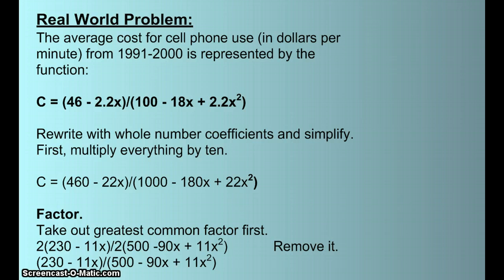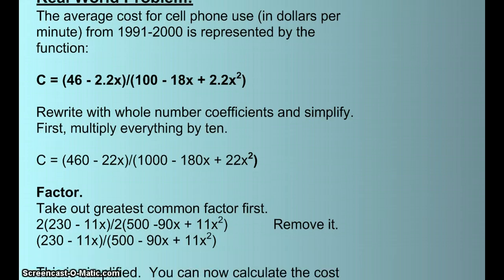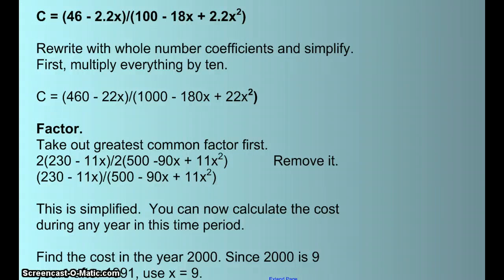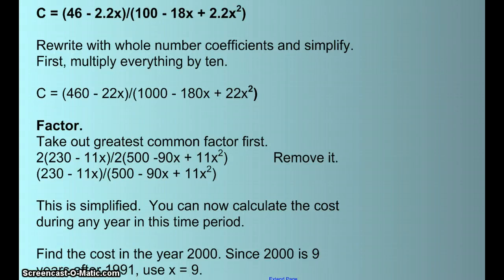What they did was they took out the greatest common factor, and of course that's the easiest way to factor. You do want to do that first. So we took out a 2 in the numerator and denominator, and then we removed that common term of 2. And you can't factor any further than that. That's as simple as it gets, believe it or not. Okay. So then they ask you to calculate the cost during any year in this time period. You can because you have this simplified function now.